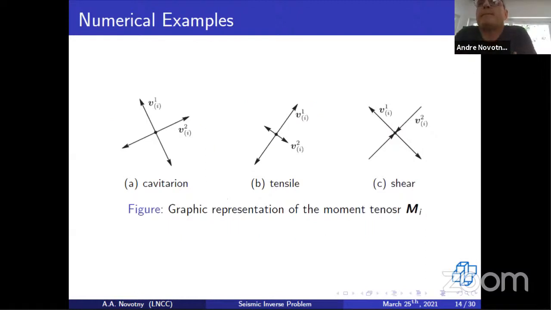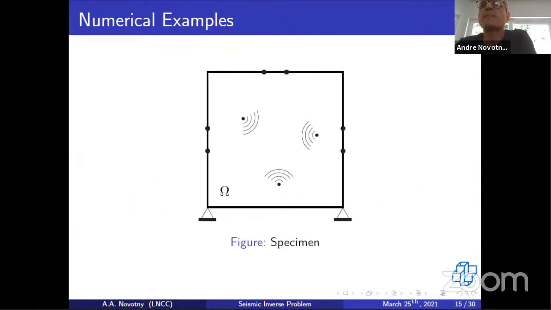So let me present some numerical examples. Here we have three kinds of faults: cavitation, a crack in mode 1 opening, and a crack in mode 2 opening. This is just a graphical representation of what I will use in the numerics, okay? So here we have a block of rock clamped here with some microevents occurring in time. And we have some sensors on the boundary where we can measure the pointwise displacement, okay?